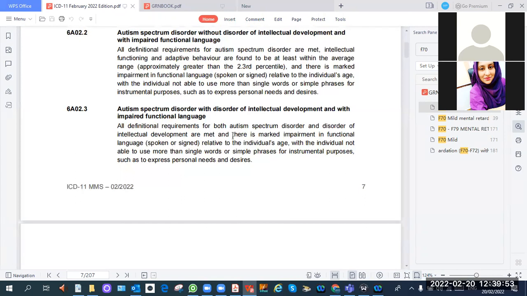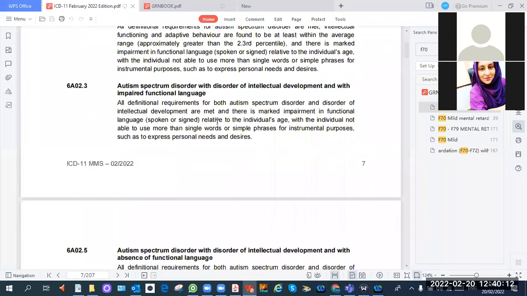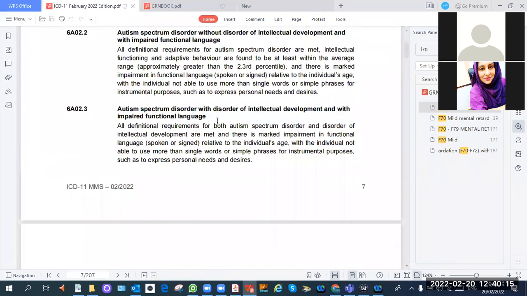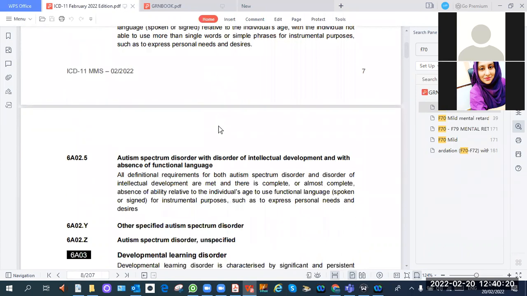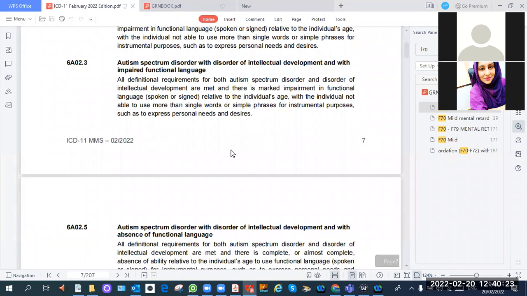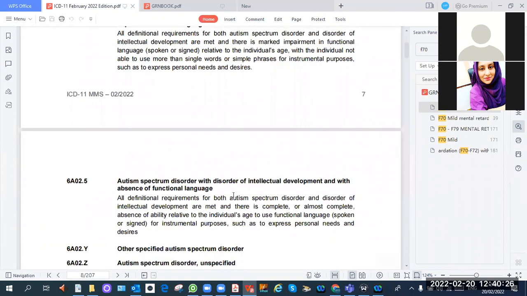Then it will be autism spectrum disorder with disorder of intellectual development and with impaired functional language. So here both are affected. There is mild to moderate or severe intellectual disability as well, and language impairment as well. So they've gone very systematic and very scientific now. And then here it was impaired; it could even be absent functional language. The patient may be totally mute, and that will be classified here.